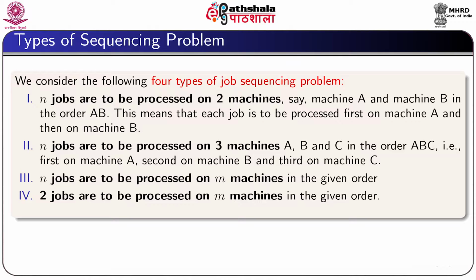In type 3, n jobs are to be processed on m machines in the given order, and in type 4, 2 jobs are to be processed on m machines in the given order.